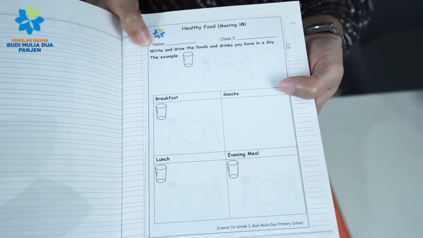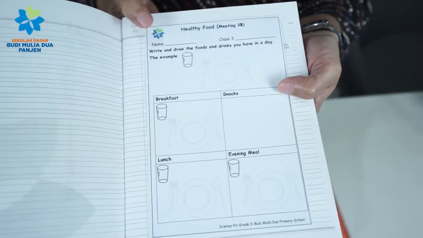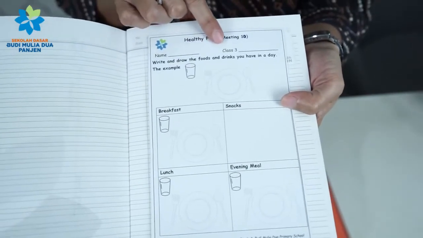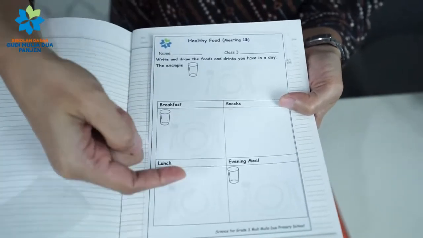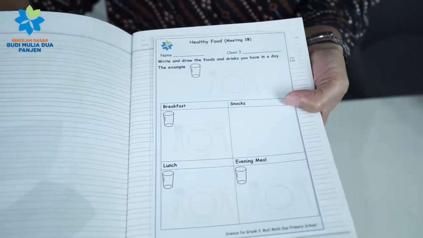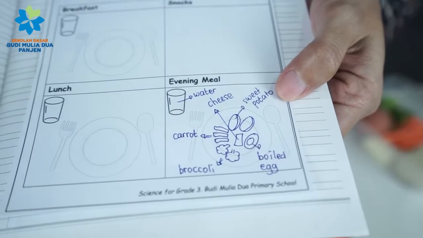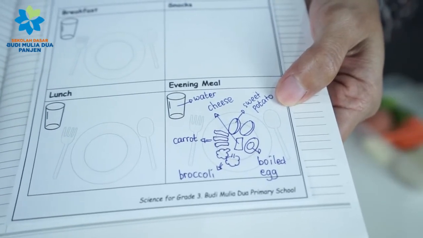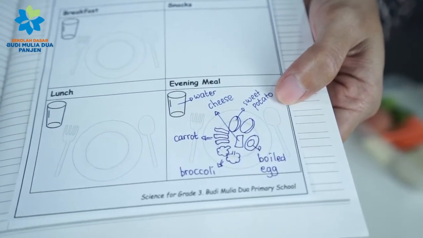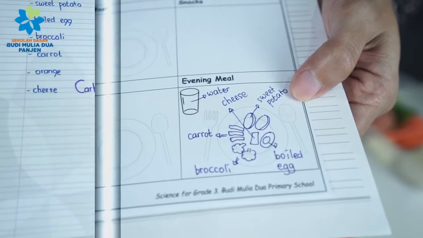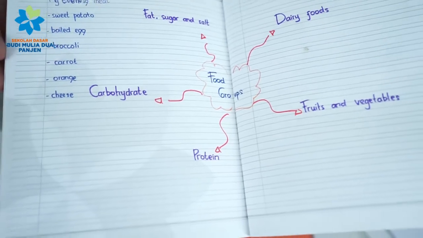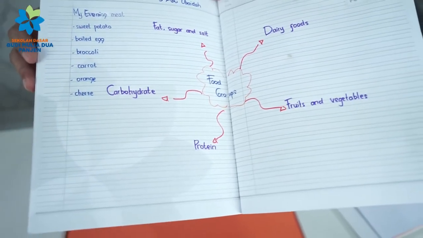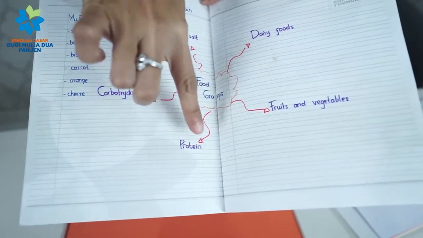And your assignment today is to write and draw the food and drink you have in a day in this space. This is how to write and draw your food. After that, choose one menu and classify them into the correct group.